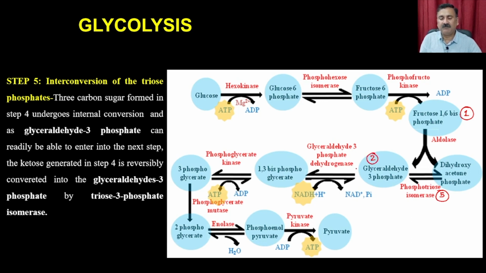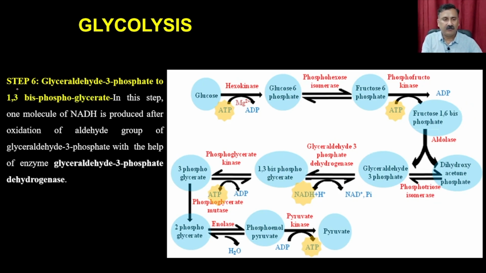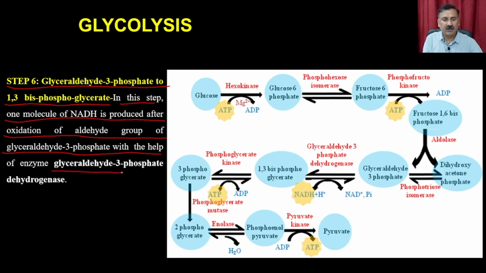glyceraldehyde 3-phosphate. Now, at this stage, it is going to catalyze another reaction, and that forms step number 6. In step number 6, glyceraldehyde 3-phosphate is converted into 1,3-bisphosphoglycerate, and in this step, one molecule of NADH is produced after the oxidation of the aldehyde group of glyceraldehyde 3-phosphate with the help of an enzyme called glyceraldehyde 3-phosphate dehydrogenase.